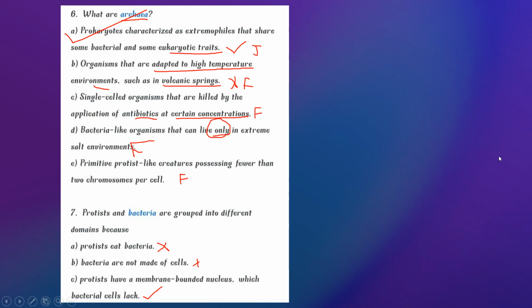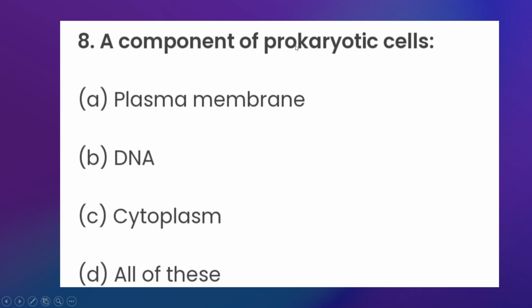Okay, then next, a component of prokaryotic cell. Prokaryotic cell means these have cell wall. Yes or no? Cell wall is present, and we know plasma membrane is also present. DNA, that is the extra chromosomal DNA, is also present. The cytoplasm is also present. So the answer is all of the above.